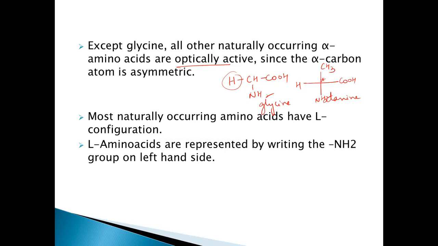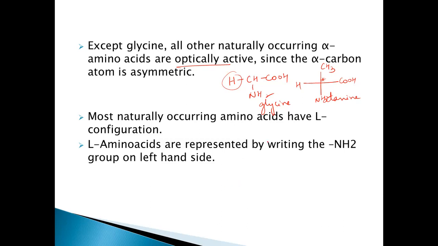An asymmetric carbon is a carbon which has four different groups attached to it. All the groups attached to it are different, so we call it an asymmetric carbon. The presence of an asymmetric carbon is necessary for the molecule to be optically active. In glycine, R is H, so both groups are the same and this is not an asymmetric carbon, but from alanine onwards we can see the asymmetric carbon. So all of them are optically active.